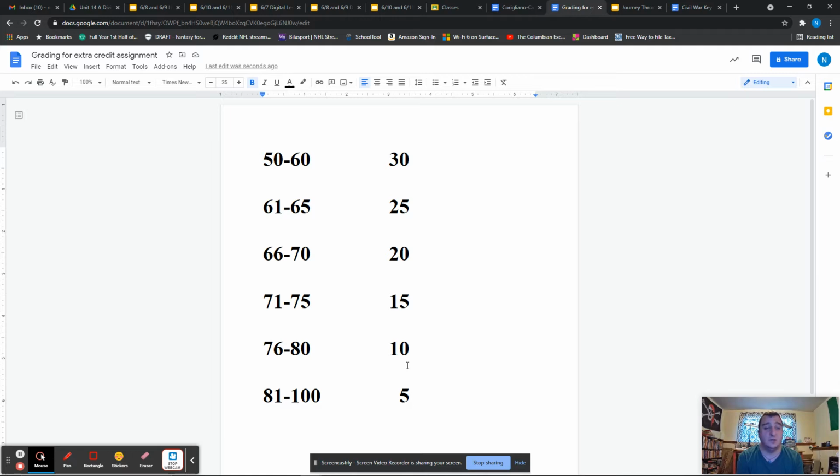If you have a 61 to a 65 for your overall yearly average, you can earn 25 points added onto that average. If you have between a 66 and a 70, you can earn 20 points added onto that average. If you have a 71 to a 75, you can earn 15 points onto that average. If you have a 76 to an 80, you earn 10 points, and an 81 to a 100, you earn 5. So what am I talking about?